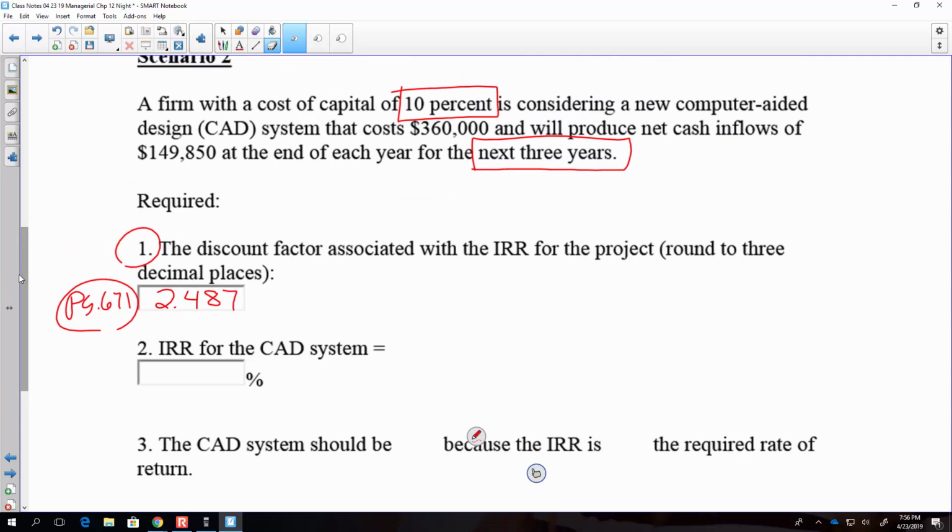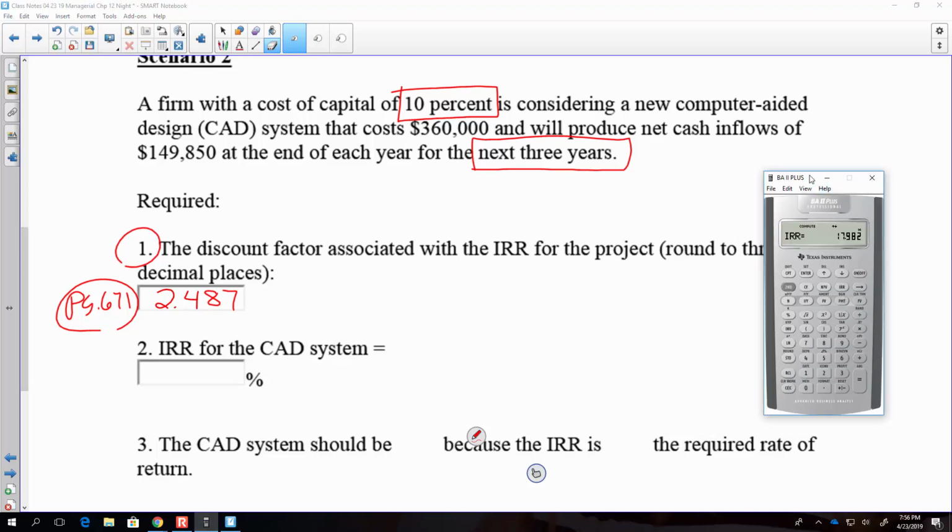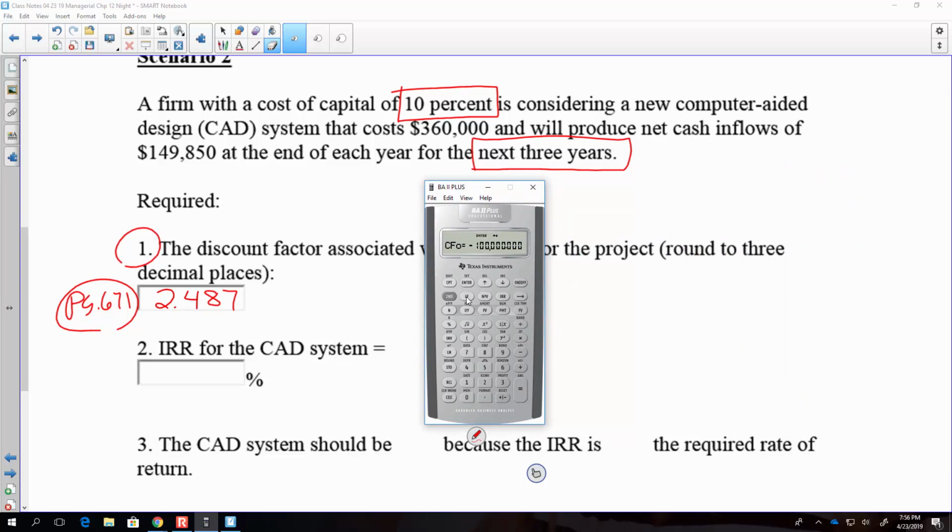Well, we could use our calculator, right? Should we do that? All right, let's try our calculator. Again, select CF, second function, clear work. What's our cash outflow in year 0? 360,000. Very good, Tiffany. Negative, right? Enter that. What's my positive cash flow? 149,850, right? In cash flow 1. How many years though? 3.